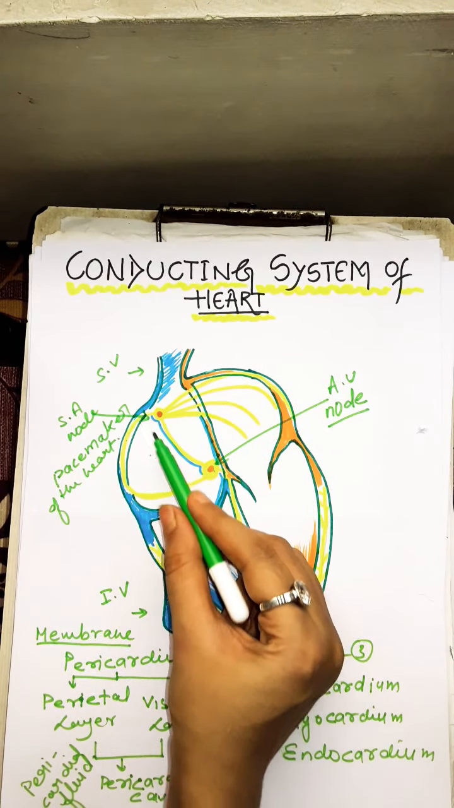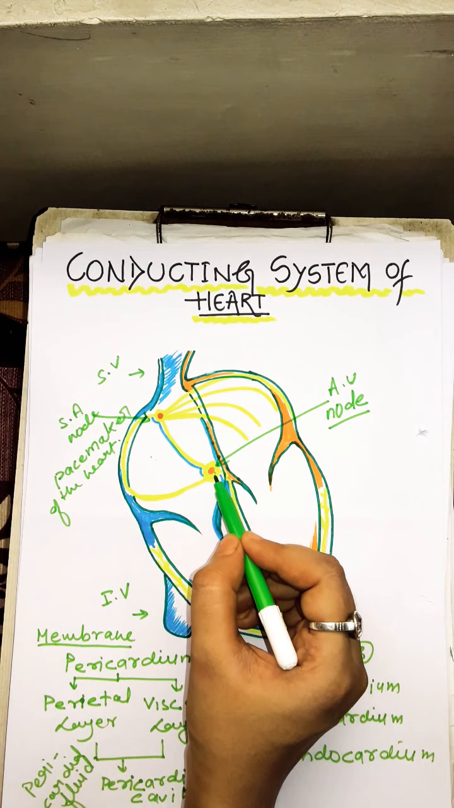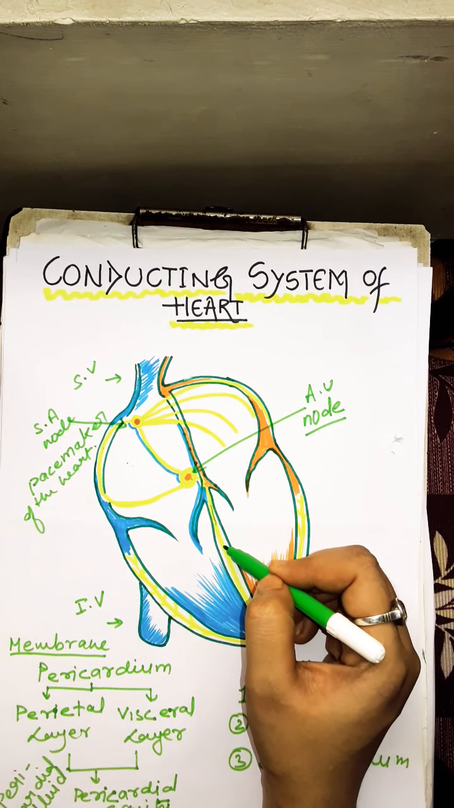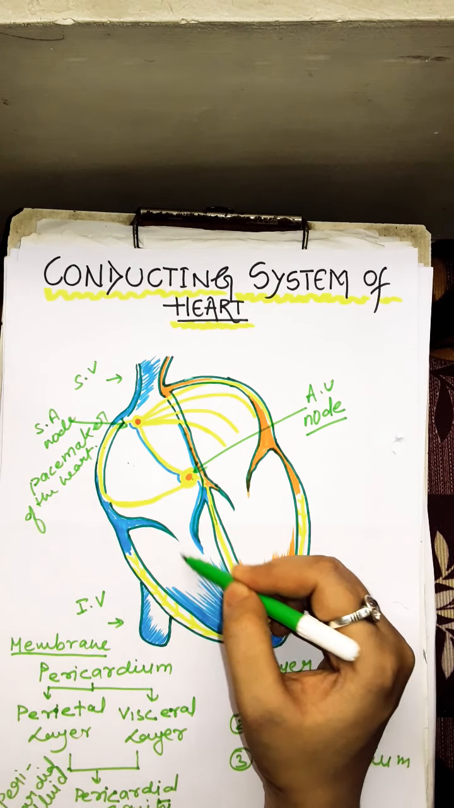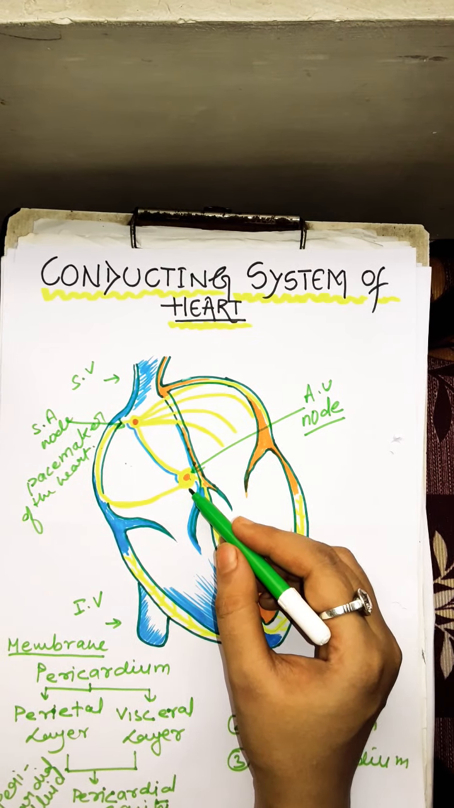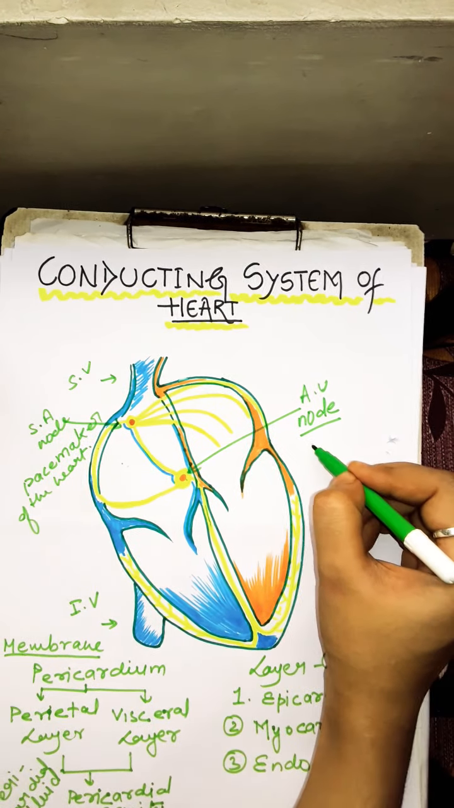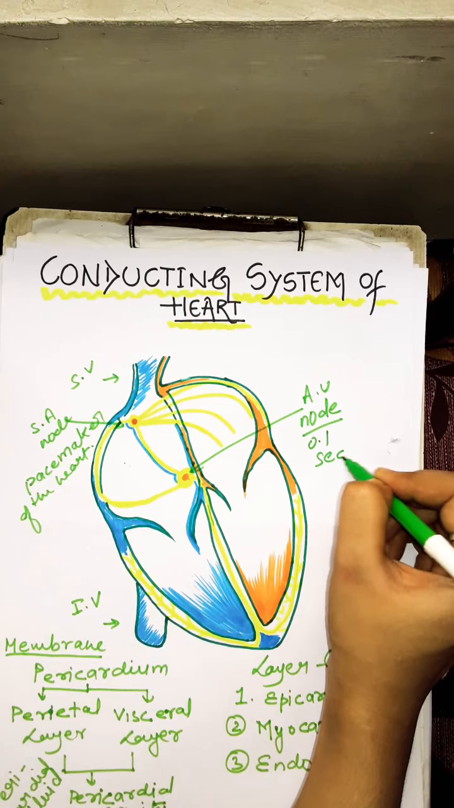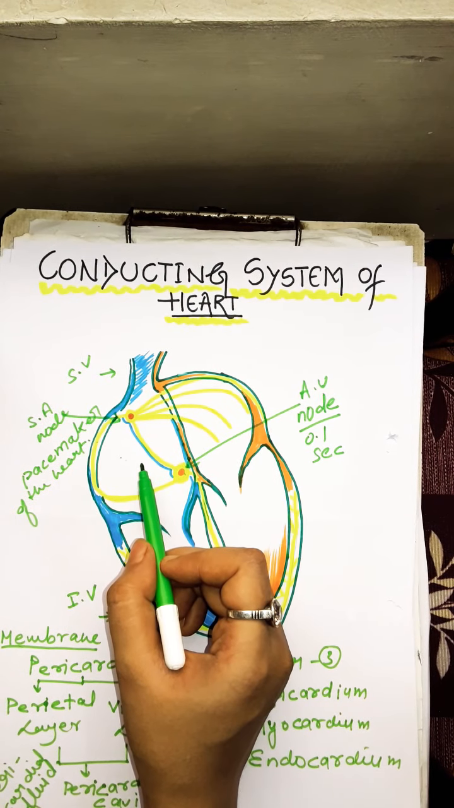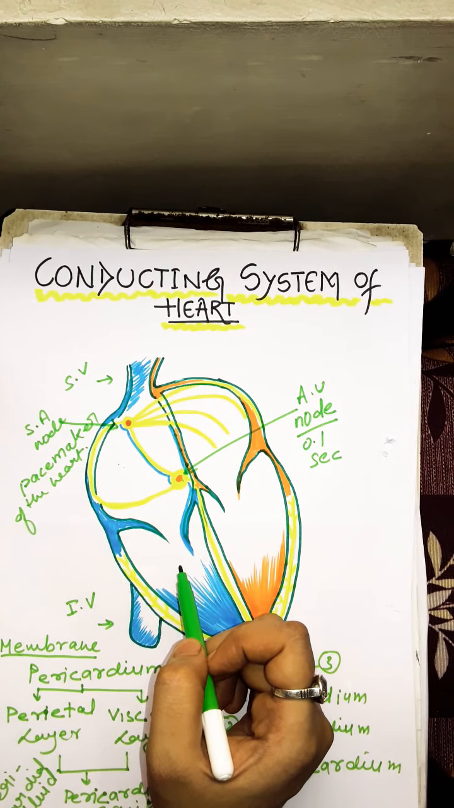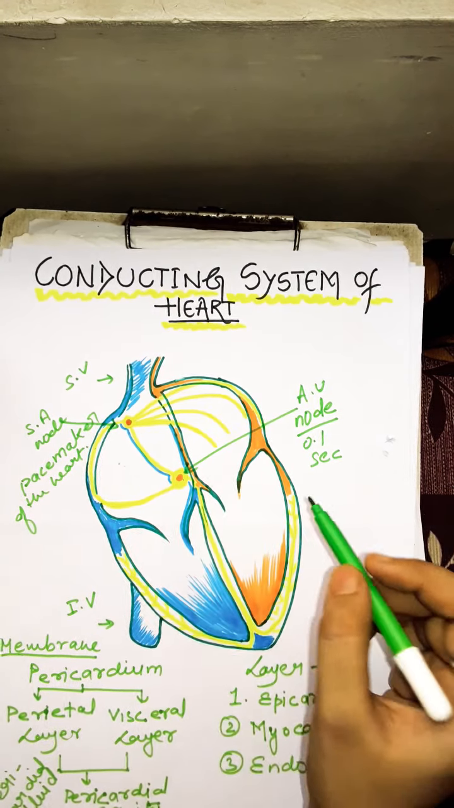The AV node receives the impulses from the SA node and transmits them to the ventricles. As you can see, the green line is transmitted into the ventricles. There is a delay here. The electrical signal takes 0.1 seconds to pass into the ventricles.